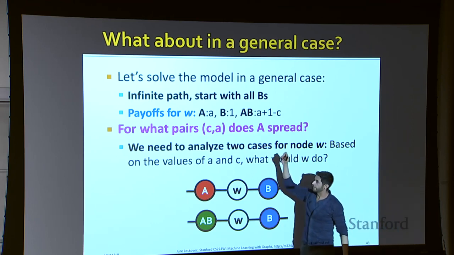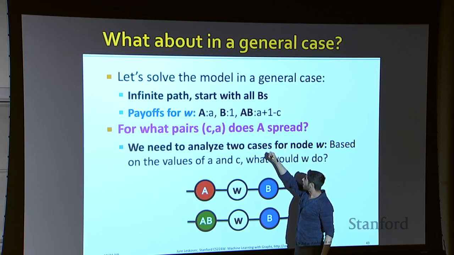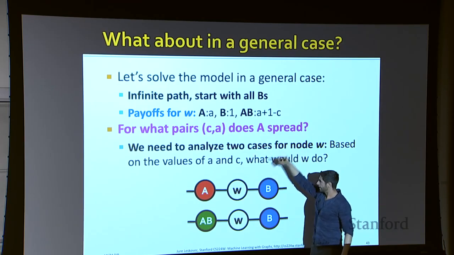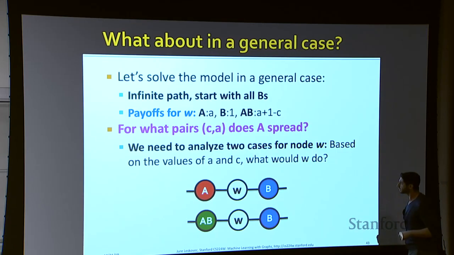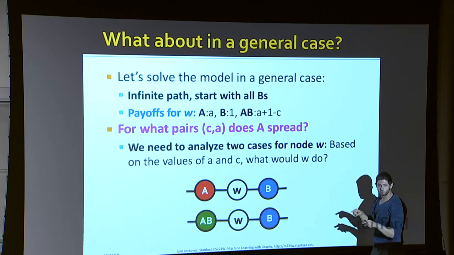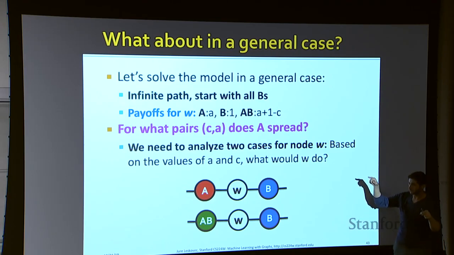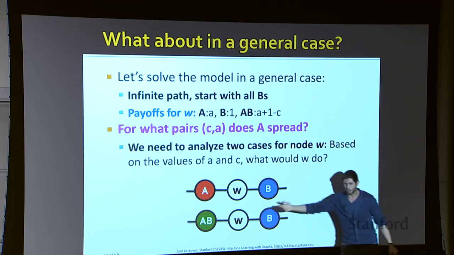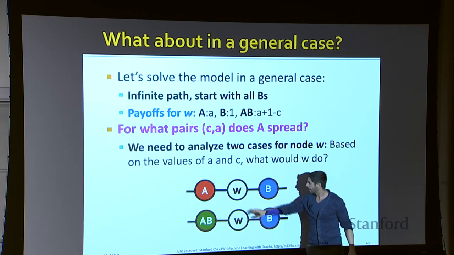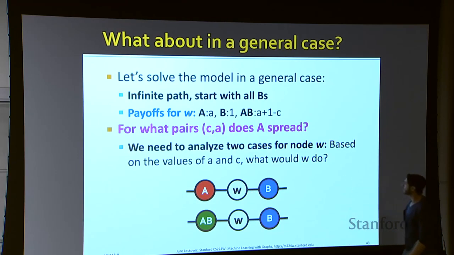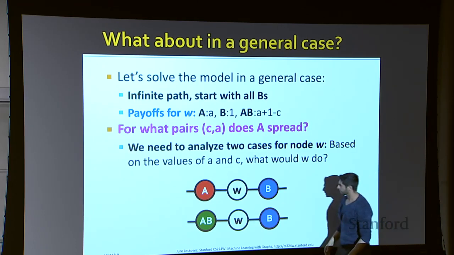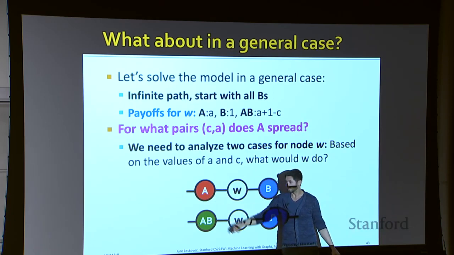And so we said the payoff of A is A, of B is 1, and then AB is going to be A plus 1 minus C, okay, minus the cost that you're paying. Now, for which pairs, so for which choices of cost and payoff A, does A spread over our chain network, okay? And the node that we're going to start to analyze first is going to be W, okay? So we need to analyze these two different cases, okay? Based on the values of A and C, what would happen if the starting node here on the left is A, or what would happen if the starting node here is AB, okay?